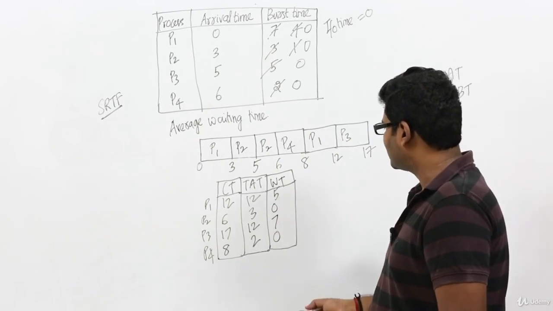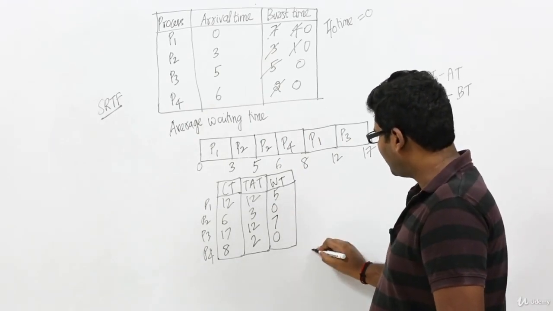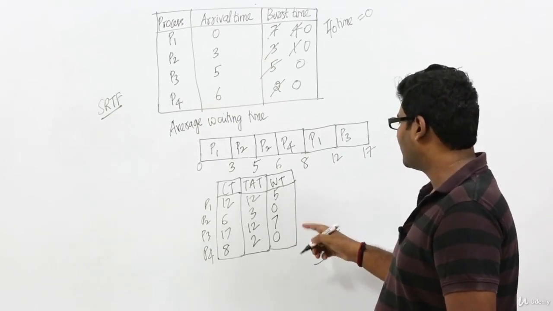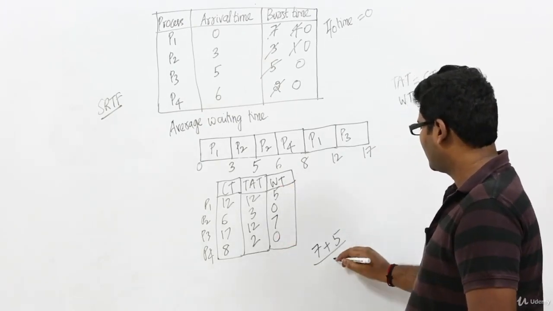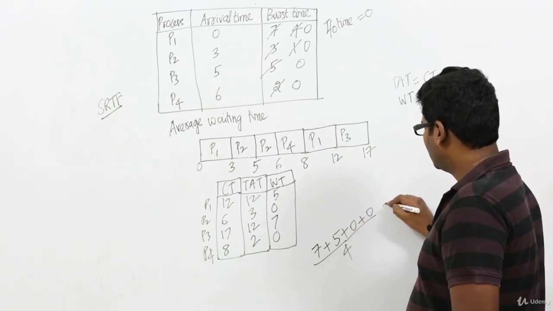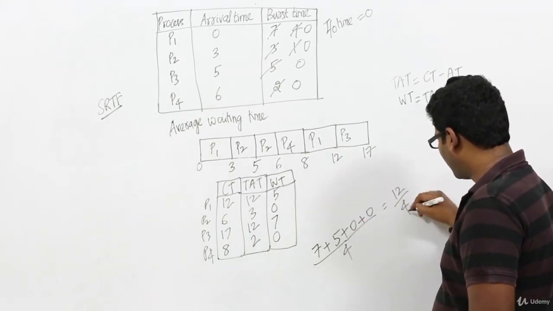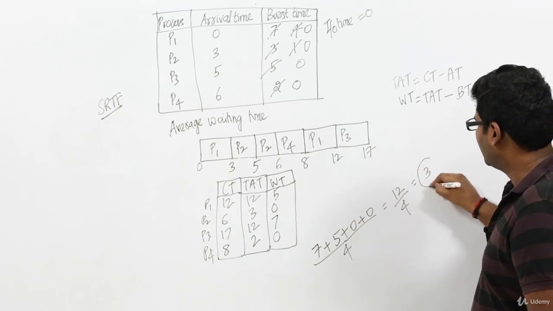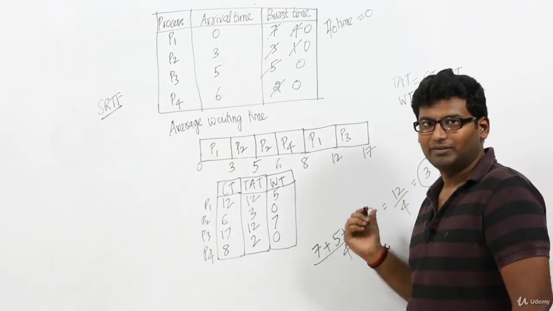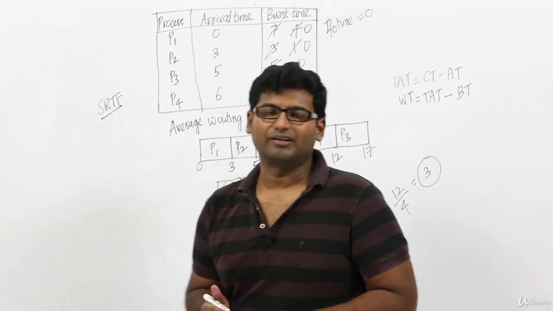Now the average waiting time is nothing but 7 plus 5, and if you add 0 it will remain as it is, divided by 4. So 12 divided by 4 is nothing but 3. So the average waiting time of all the processes is 3, using the SRTF scheduling algorithm.